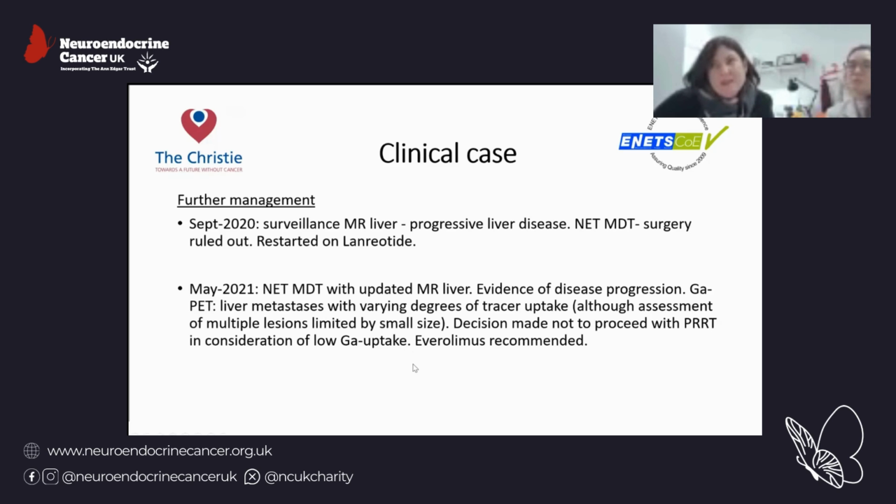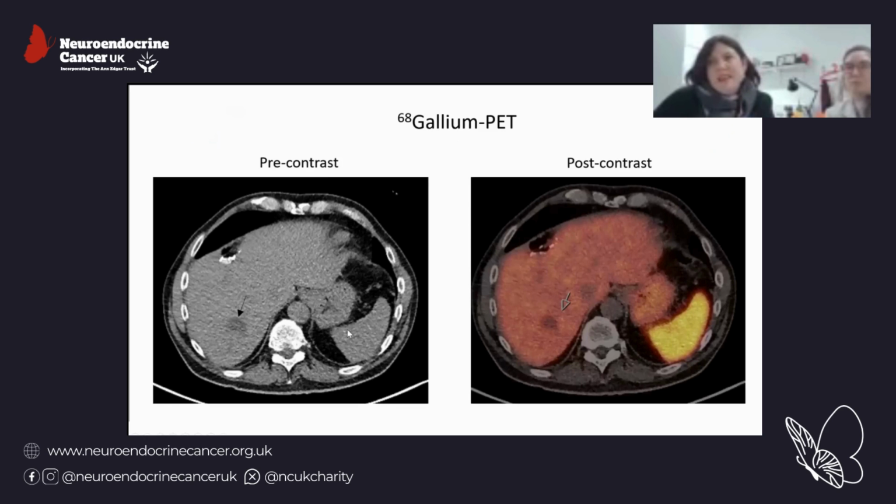So in May 2021, 9 months down the line, the patient had further imaging, which showed further progression. They had a gallium scan, which showed varying degrees of tracer uptake. So I'm going to show you a picture of the gallium scan. So this is pre-tracer. You see the little arrow here, it's showing the liver metastases. Post-contrast, what you would expect if it was gallium avid is for this liver lesion to light up like a Christmas tree, so to be brighter than the surrounding liver tissue. But unfortunately, in this case, that was not what was seen.